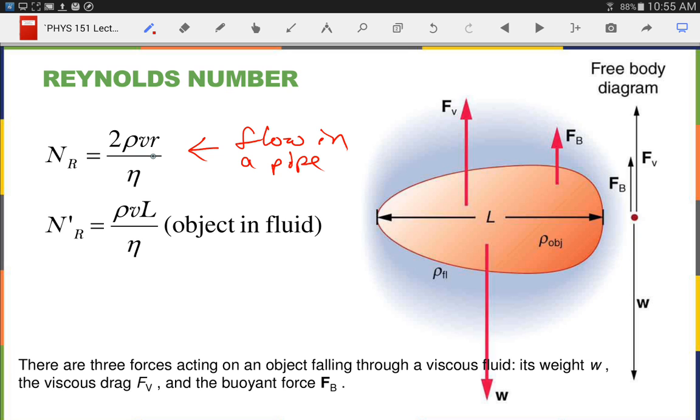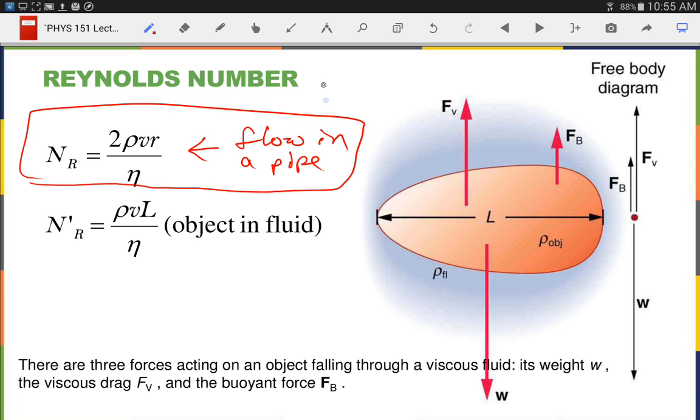Interpretation-wise, there's quite a bit of difference, though. For this Reynolds number here, you'll have a viscous flow, a laminar flow, if it is less than, I think it was 2,000, right? And a turbulent flow if it's more than 3,000. And in between, it's in a transition zone, it's hard to predict.